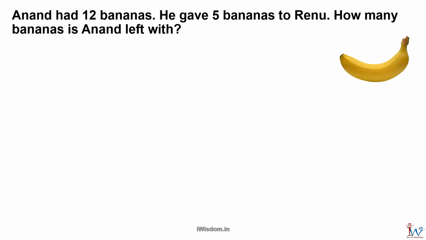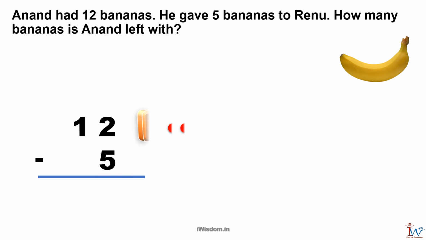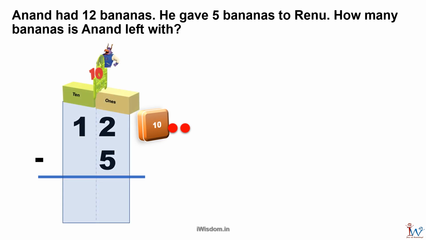Here is the next problem. Anand had 12 bananas. He gave 5 bananas to Renu. How many bananas is Anand left with? Let me first write the sum as 12 minus 5. Then, to understand the problem better, I represent number 12 as one block of 10 plus 2 dots. I do remember the presence of tens and ones with monster 10 gatekeeper watching all the time.